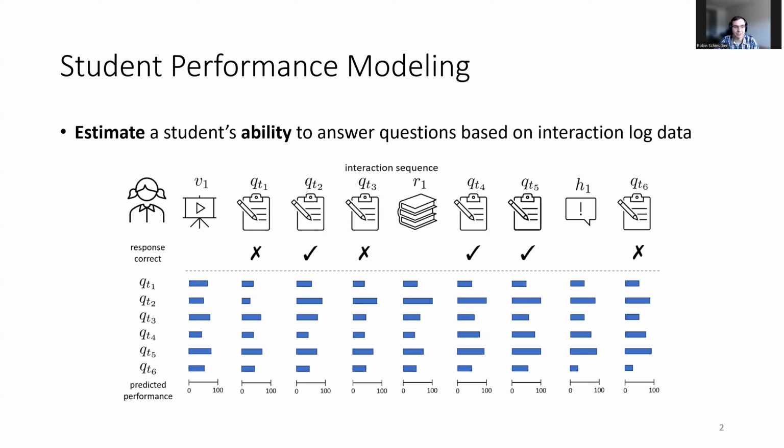The student performance model monitors individual learning activities from the student. In this example, we can see that the student first interacts with a lecture video, then answers 3 questions, gets 2 incorrect, 1 correct, then reads some reading material, answers 2 more questions correctly, then requests a hint, and then answers the last question incorrectly. And based on this log data, at each step, the performance model makes an estimate for each question of how likely it is that the student is able to solve this particular question.